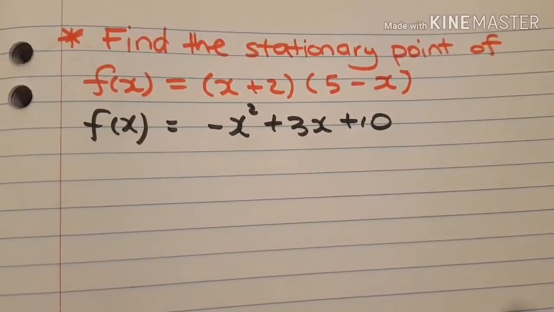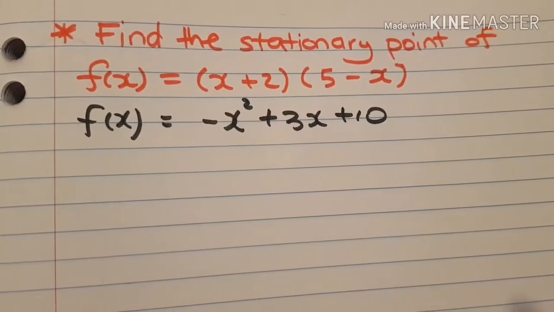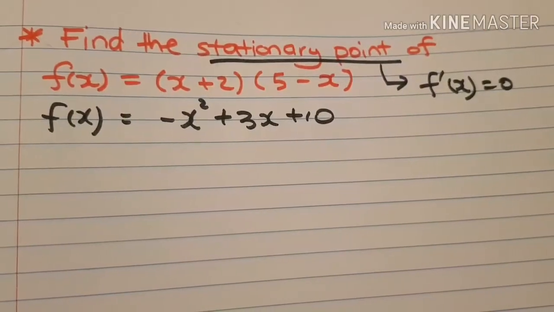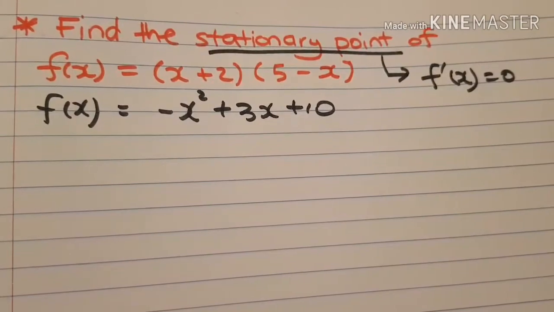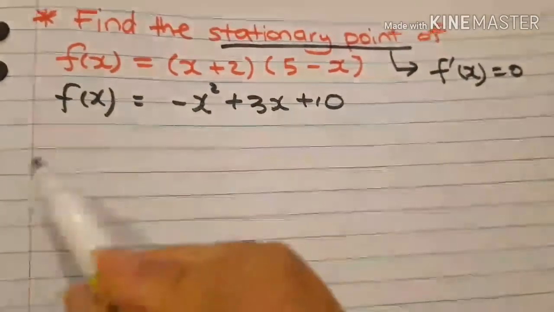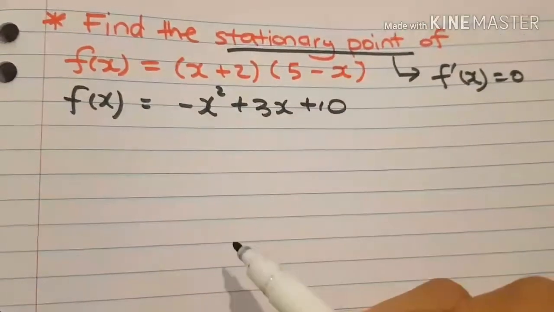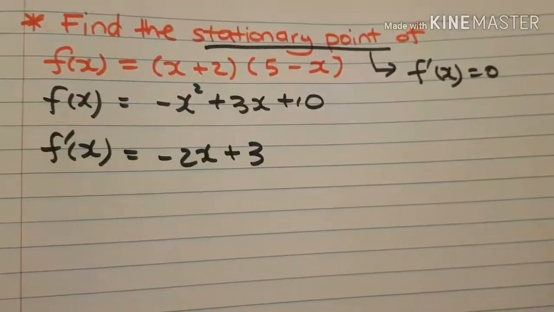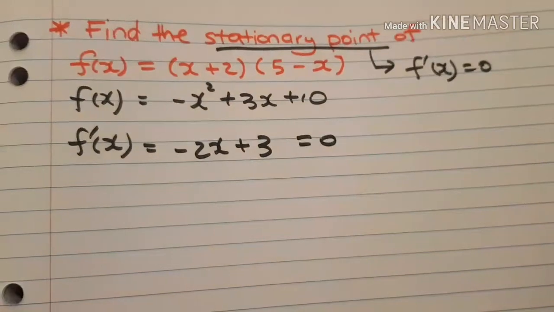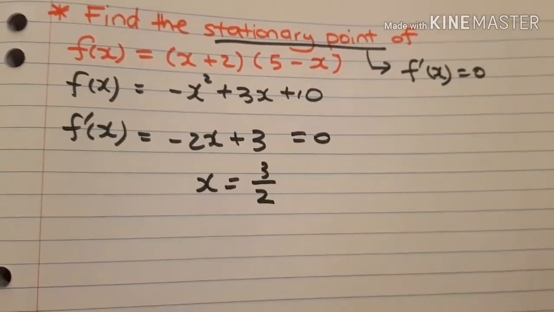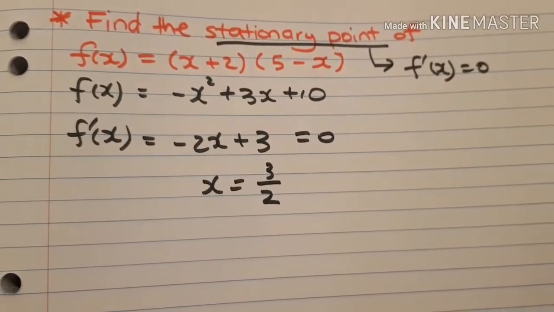What do I need to do if I want to find the stationary point? Remember, the differential equals 0. So I need to differentiate this function once, let it equal 0, and find the x value. This is the differential, and let it equal 0. So let's find x. The x value will be 3/2, right?